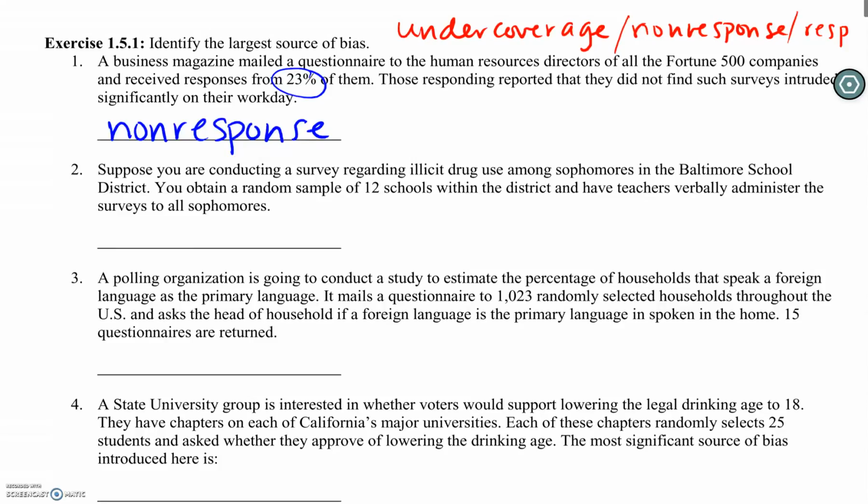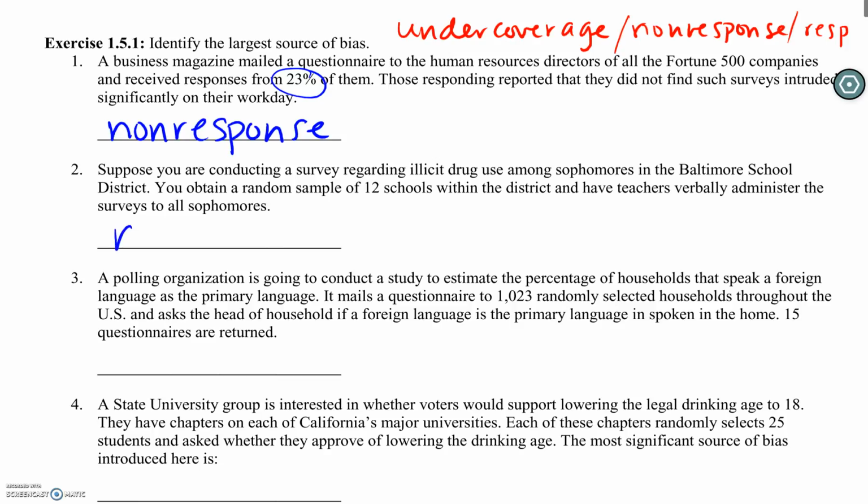And obviously, if they were the people who thought it was true. So non-response, again, you're going to get a biased sample. Your answers and your outcomes are going to be different because of the fact that people didn't respond. Those who thought it intruded didn't. So this is non-response. It is non-response.